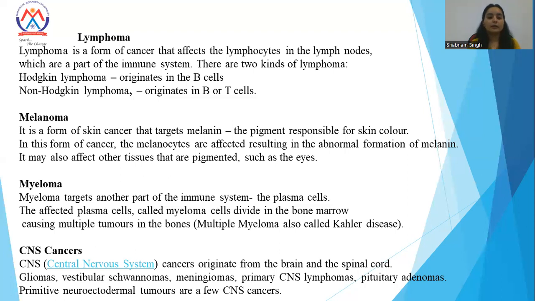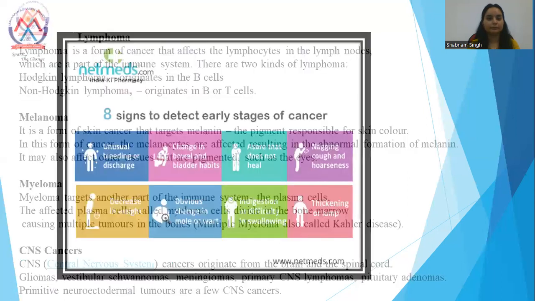Next, central nervous system cancer. CNS cancers originate from the brain and the spinal cord. Vestibular schwannomas, meningiomas, primary central nervous system lymphomas, pituitary adenomas, and primitive neuroectodermal tumors are a few central nervous system cancers.